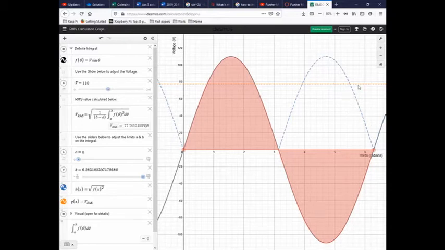Now, my own students, whenever you're doing your assignment, you're going to have to calculate and prove the RMS figure. This is the formula for it. It's the square root of 1 over b minus a times the integral from a to b of the function squared with respect to the angle.